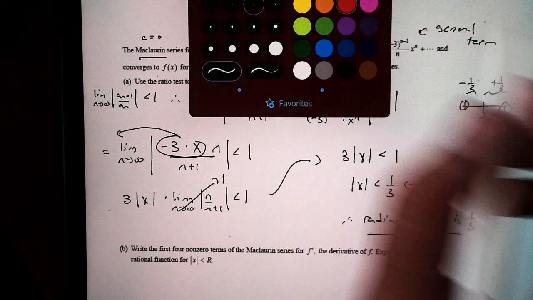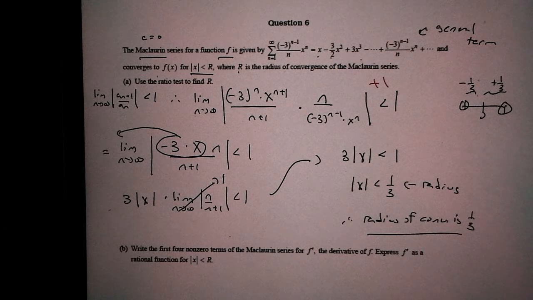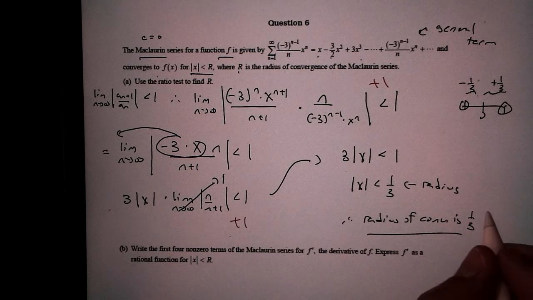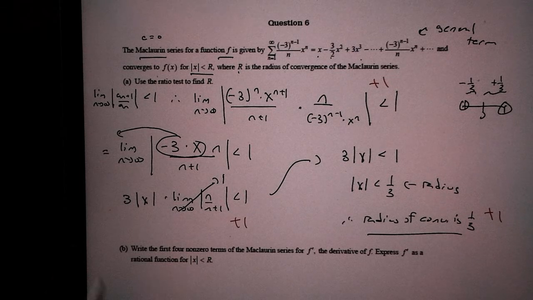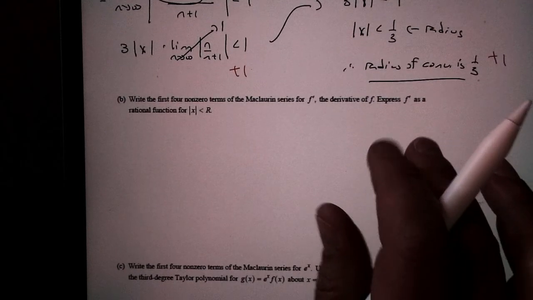So how many points is this worth? Plus 1 for setting up your ratio, plus 1 for getting your limit, and then plus 1 for writing out your answer. It's 3 points. Now, if they were to ask you to find the interval, it'd be worth another 2 points on that. All right, part B.